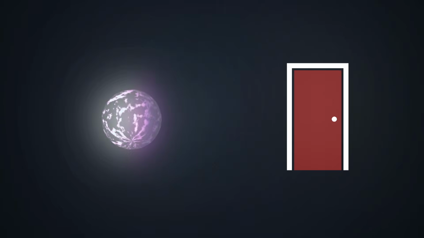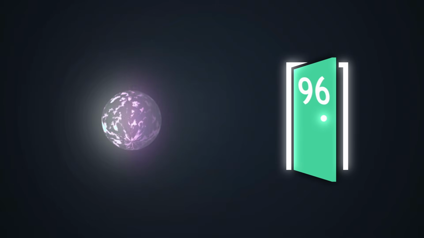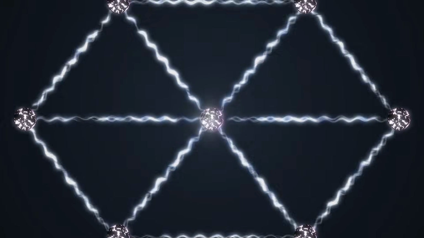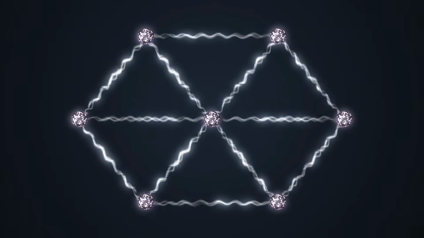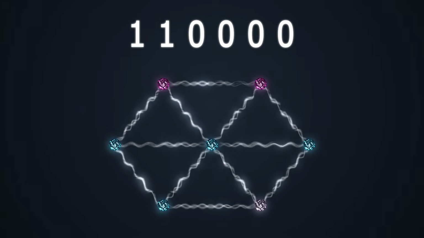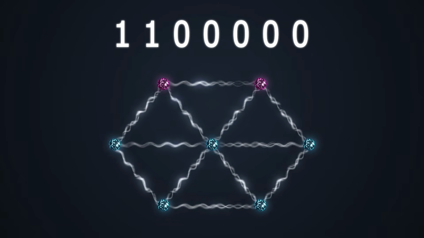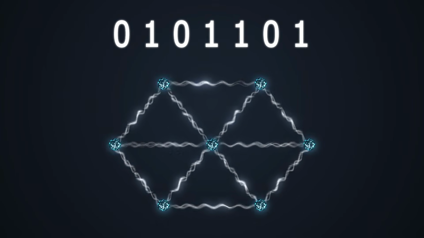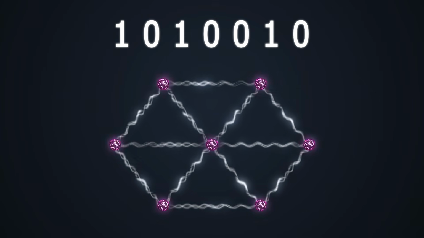So now let's say the correct answer is door number 96. For a quantum computer to spit out this number, we would first need at least 7 qubits, allowing it to spit out a binary code of 1100000. But the real problem is this: the qubits' zeros and ones are always probabilistic in nature.